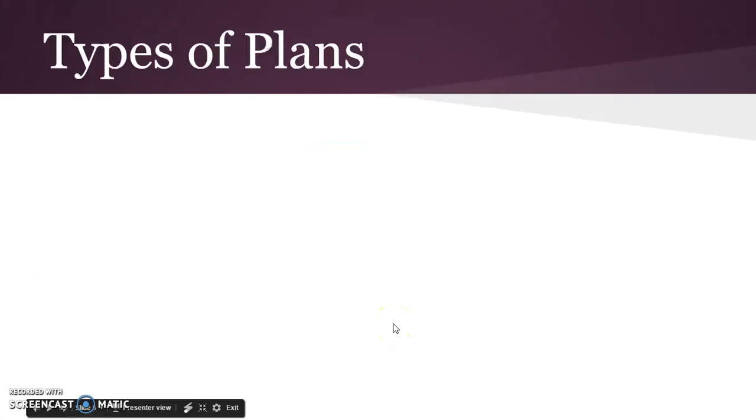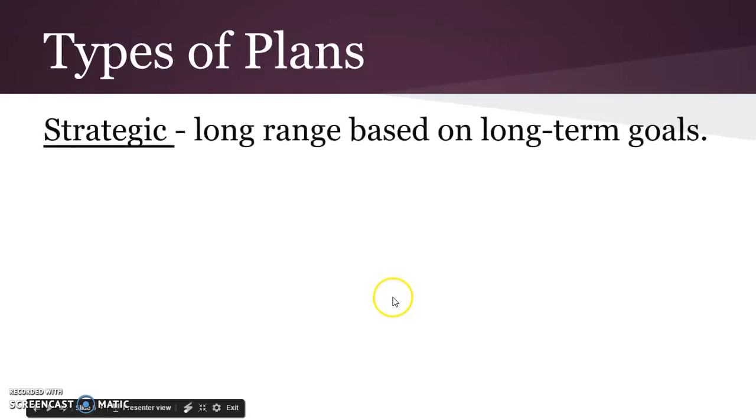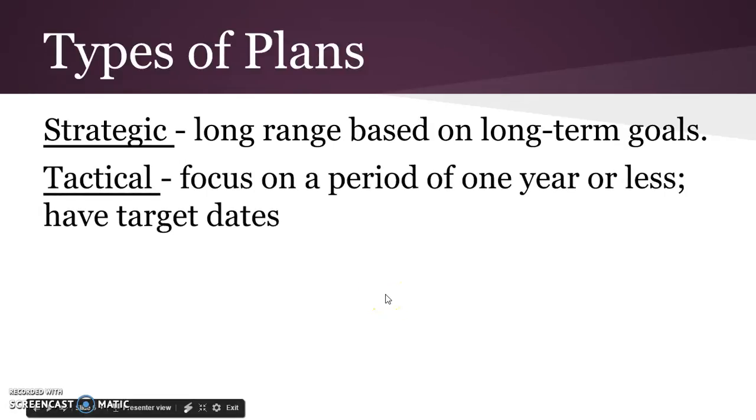So let's take a little bit more of a look into planning. There's different types of plans that a manager could put into place. A strategic plan is your long-range plan. This is one that's going to take a look at the entire process and determine your end game. Within the strategic plan, there's also going to be tactical plans. Tactical plans are more of a short-term goal, usually within a year, and they are going to have target dates or timelines as to when those different processes or tasks are going to be completed.